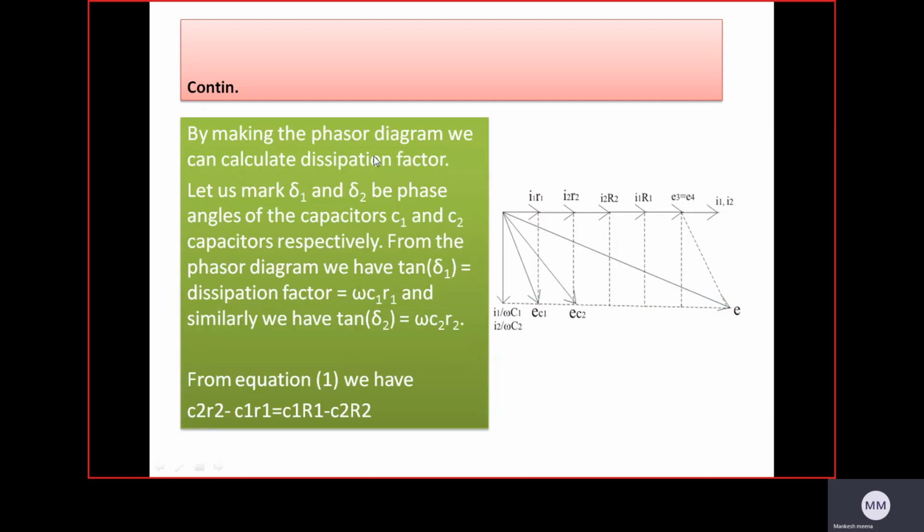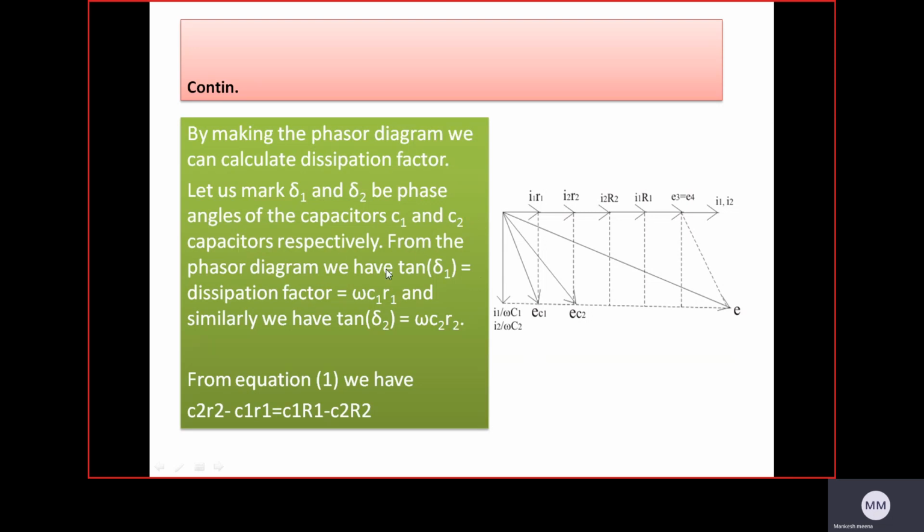Then we want to calculate the dissipation factor of the DSOT bridge by phasor diagram. We will discuss the phasor diagram in a further PPT. By phasor diagram we want to calculate the dissipation factor of the bridge. Let us mark delta 1 and delta 2 as the phase angles of the capacitors C1 and C2 respectively.